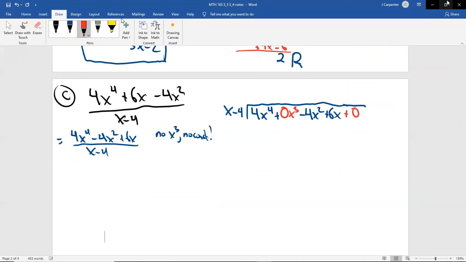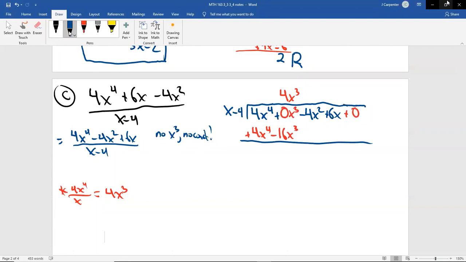So the 4x to the fourth and the x. So 4x to the fourth over the x would be 4x to the third, and that's going to go in the x cubed column, which we wouldn't have had without the placeholder. Then we multiply that by everything on the left. 4x cubed times x is 4x to the fourth, and that's positive. We know we'll need that sign. 4x cubed times negative 4 is negative 16x cubed. And then we're going to draw the line and switch the signs because this is us subtracting.